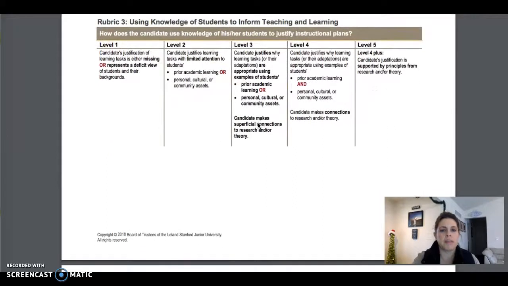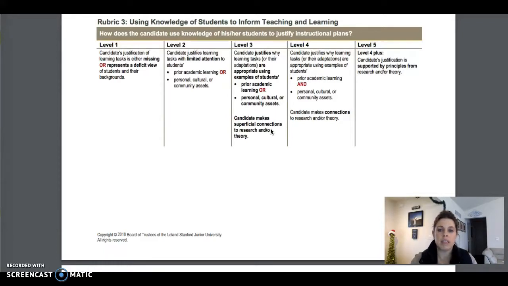Rubric 3 is about using knowledge of students to inform teaching and learning. So does the knowledge of your students in your class, in your small group, justify your instructional plans? You justify why the tasks are appropriate based on prior learning or personal, cultural, or community assets. And you are connecting it to some research. If you're making deeper level connections to research, that's going to bump you up to a level 4. But it's making sure that you are justifying why you're choosing what you're choosing to teach.